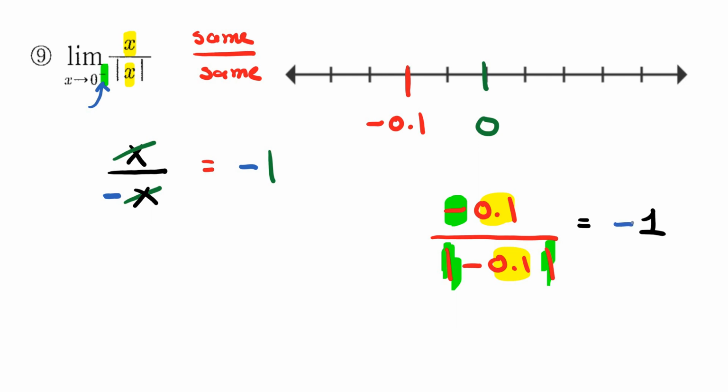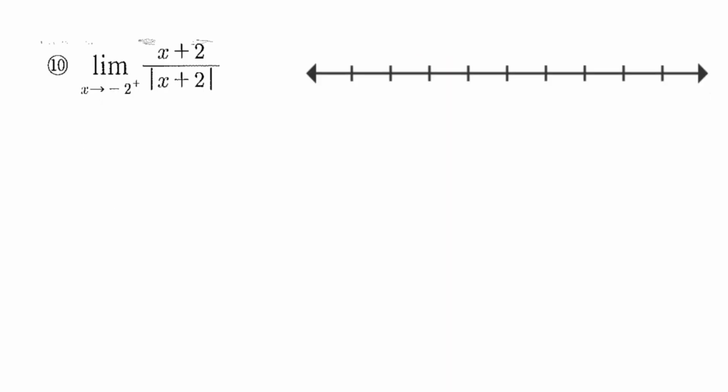So if you want to use a number line for these absolute value problems when you have the same function over the same function, you can. But I recommend just algebraically getting rid of the absolute value signs if you have the same function over the same function. Okay, so let me see if I can teach that concept again for this next question here.